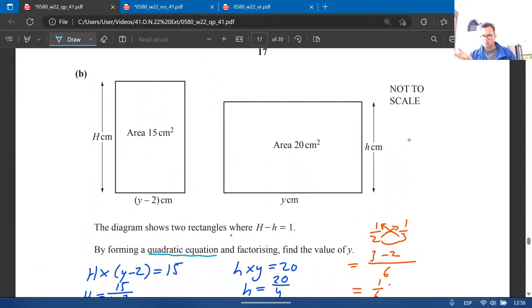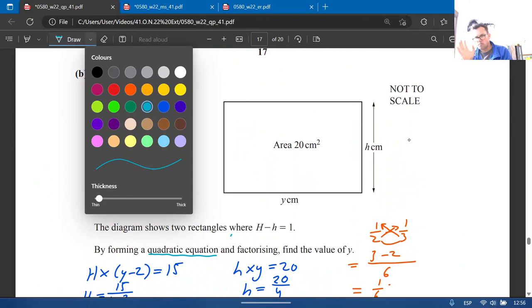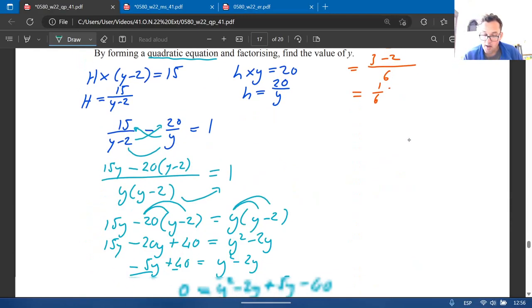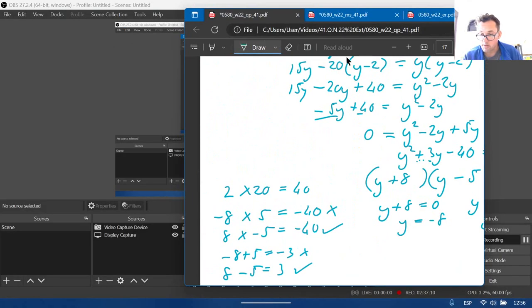Is this right? Well, imagine you're in the exam and it feels really good, yeah, but if y is 5, that means h must be 4, because 5 times 4 is 20. If y is 5, then the length of this side is 3, so big H must be 5, because 5 times 3 is 15, and 5 minus 4 is 1, and that's what they said there. I feel pretty confident we got the right answer.